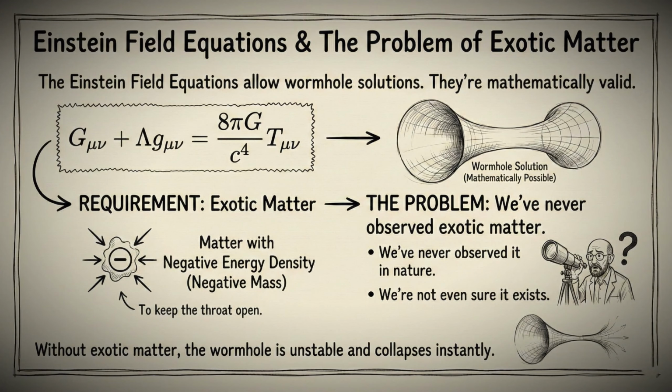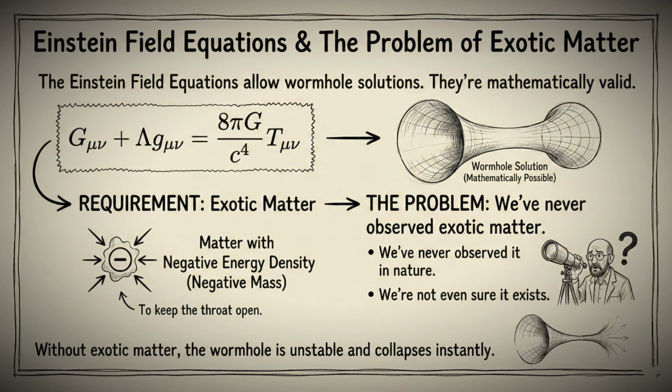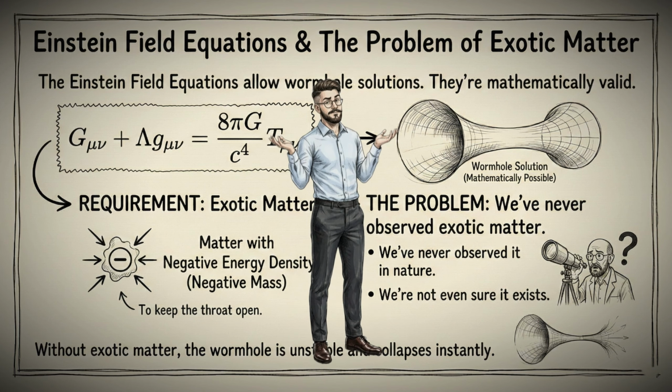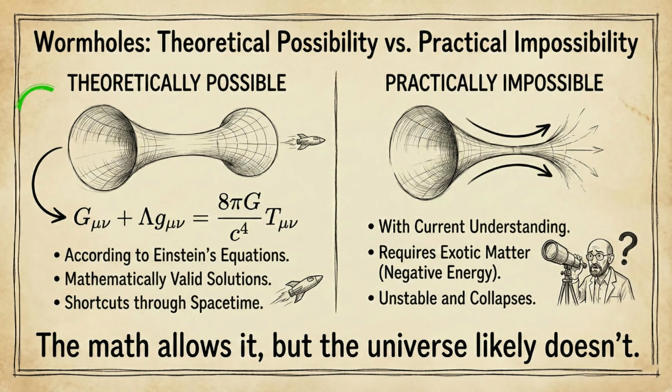But there's a catch. The Einstein field equations allow wormhole solutions. They're mathematically valid. The equations don't forbid them. But they require something we call exotic matter. Matter with negative energy density. And here's the problem. We've never observed exotic matter. We're not even sure it exists. So the wormhole is theoretically possible, but practically, with our current understanding of physics, it's probably impossible.